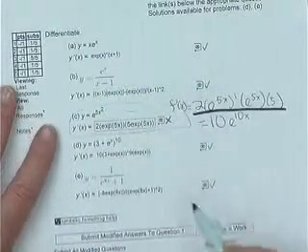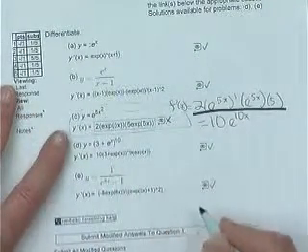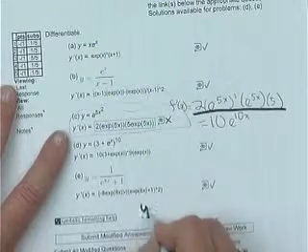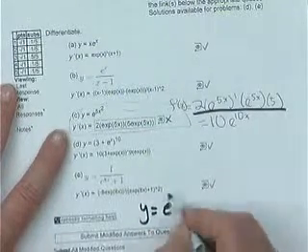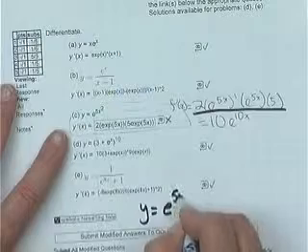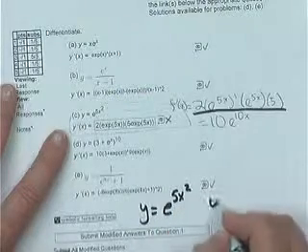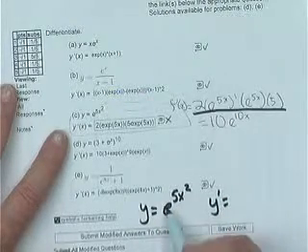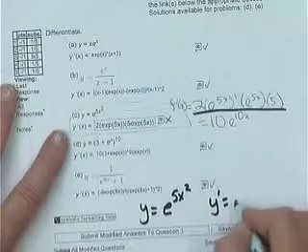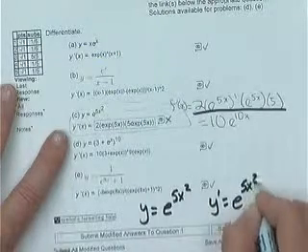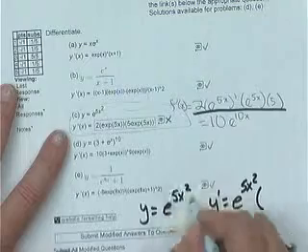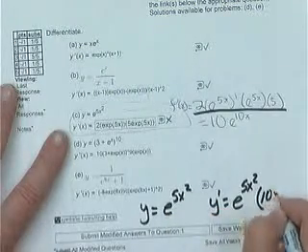All right, so let's do this one together. Y equals e to the 5x squared. So the derivative is e to the u, e to the 5x squared, times the derivative of the u, which is 10x.